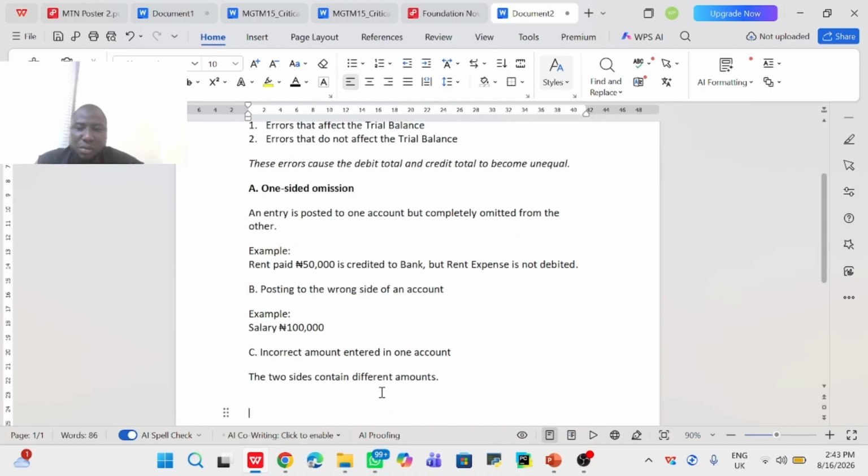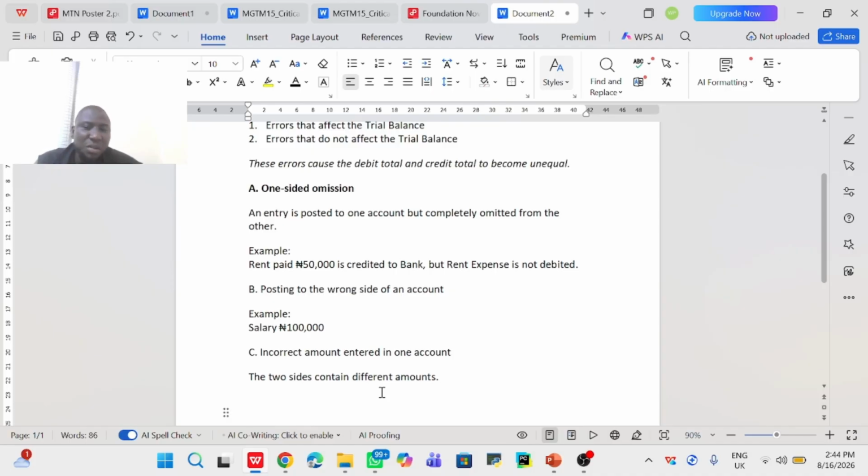Another error is an incorrect amount entered in an account. That means you're supposed to record a certain amount of money, but you made a mistake by recording another amount. They bought goods at the rate of 5,000 naira. Instead of recording the purchase as 5,000 naira, you wrote 500 naira, right?